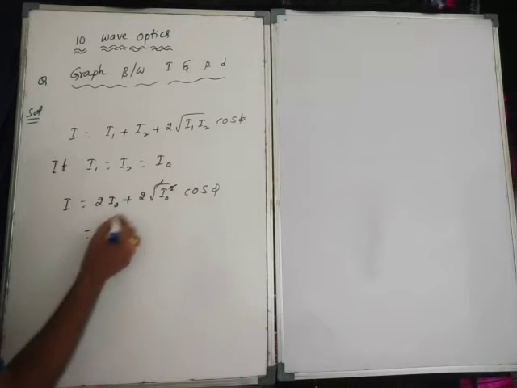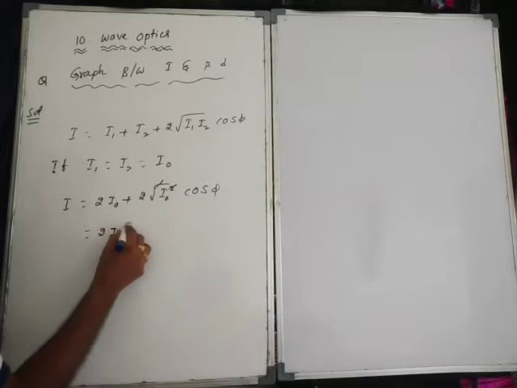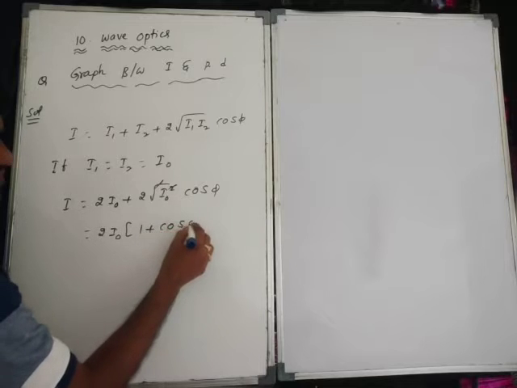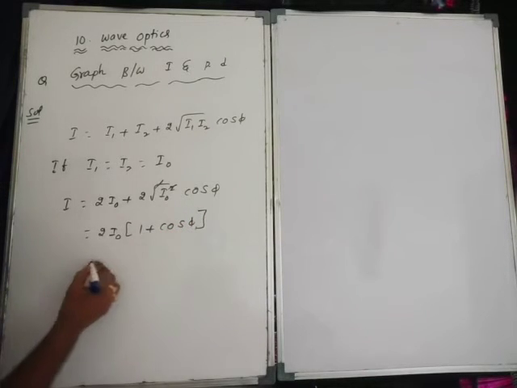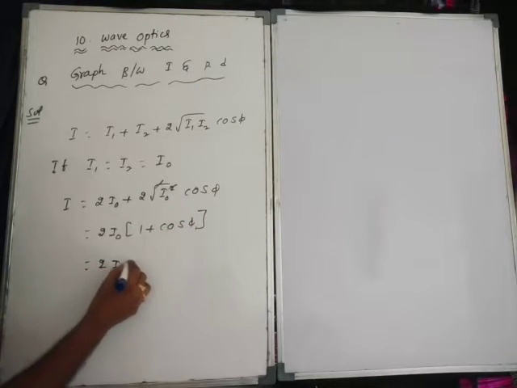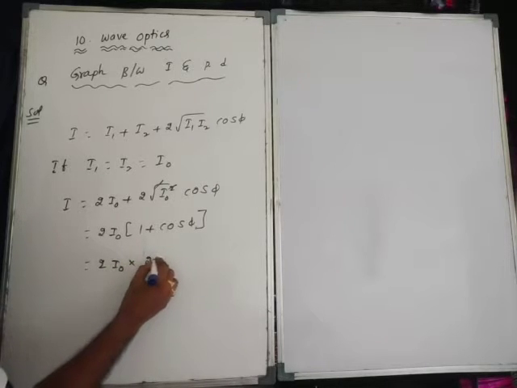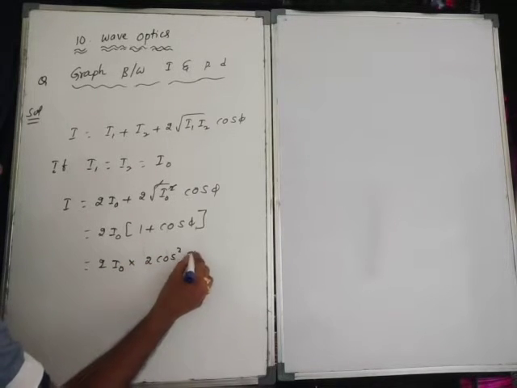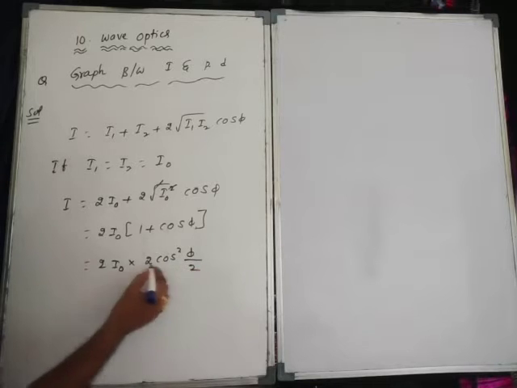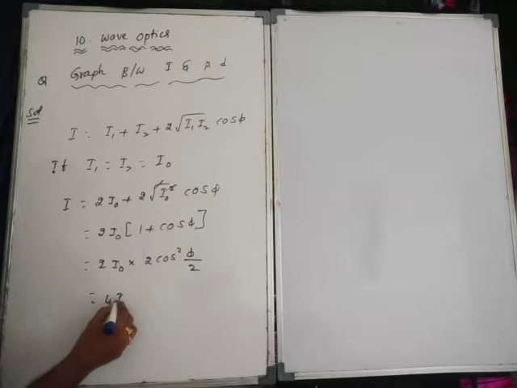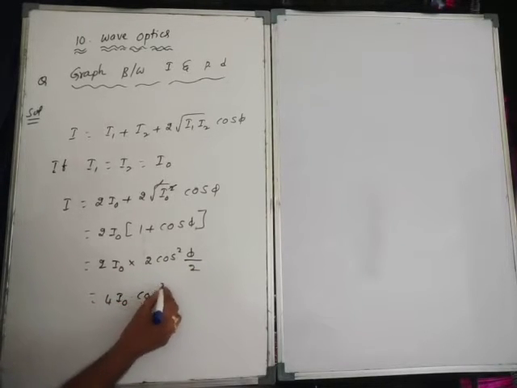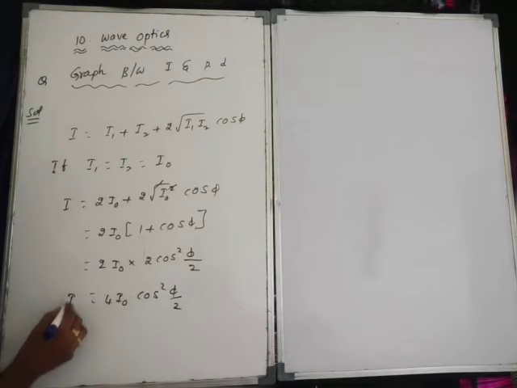So we take 2I0 common. Therefore 1 + cos φ, which is already given. So 1 + cos φ is equal to how much? 2 cos²(φ/2). So I = 4I0 cos²(φ/2). So this is the intensity.